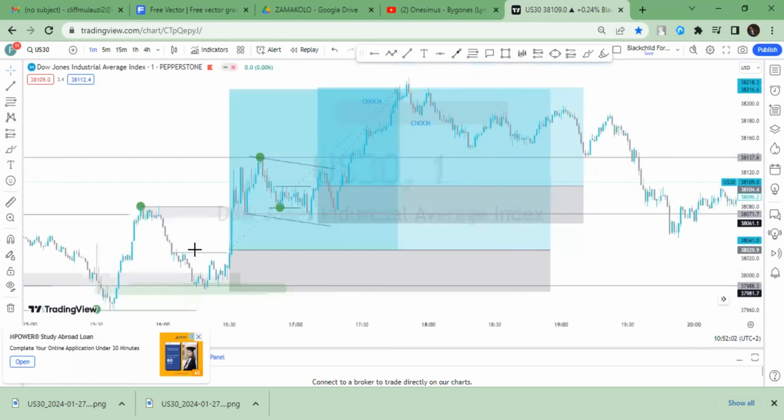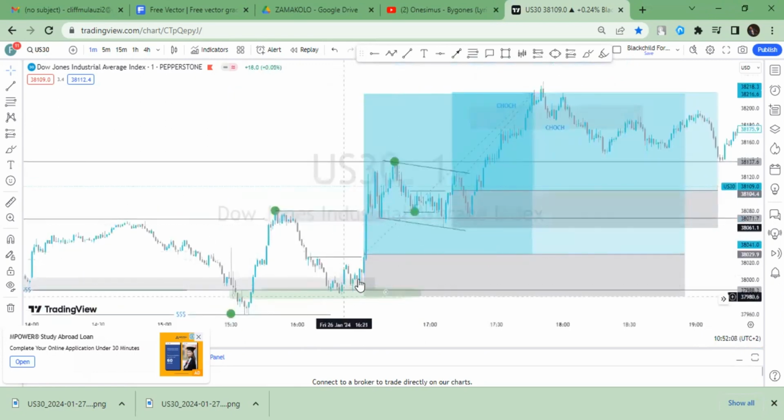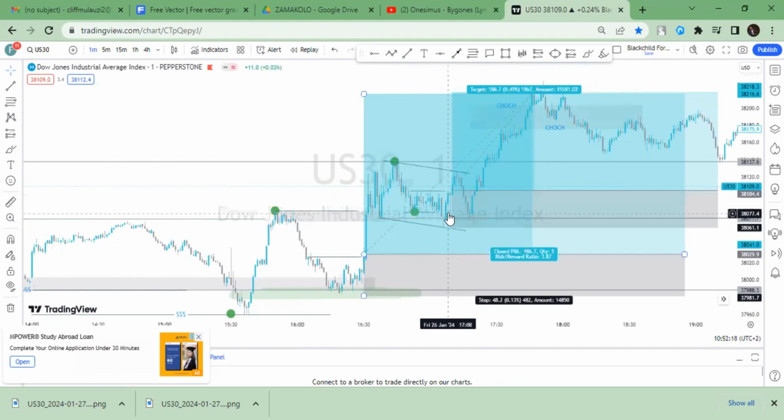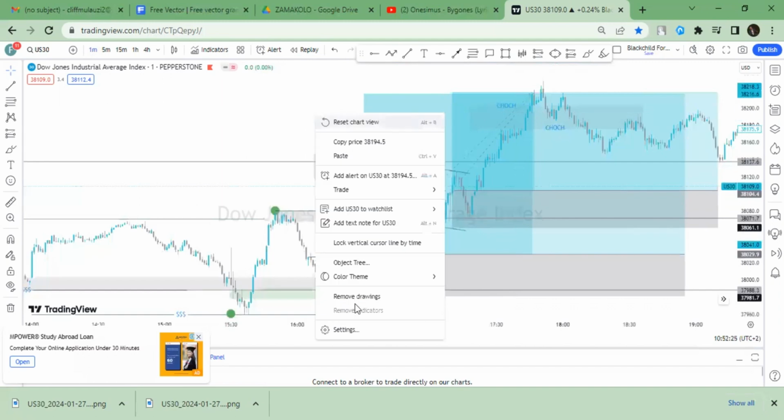This is how the structure looks after. Don't worry, I'm gonna break everything down. If you check right here, this was where we entered, and then the trade came here, and somewhere around 17 right here we added another trade, and the trade kept pushing to the upside. So I'm gonna remove everything so that I can explain this better.